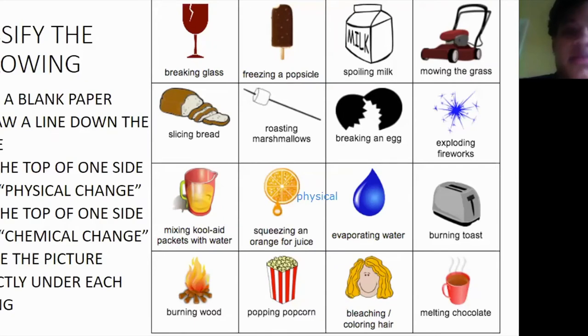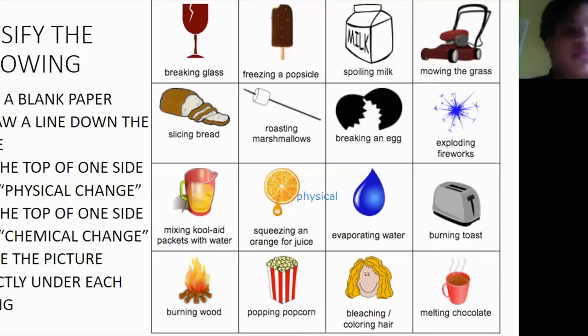Good. Popping popcorn. Now I love this one. Good. It's going to be a chemical change. Very good. I thought some people would have said physical. Good. So we can't get it back to its original state. The second to the last one, bleaching hair. Would it be chemical or would it be physical? Ms. Harrison, Mr. Andrews, very good.